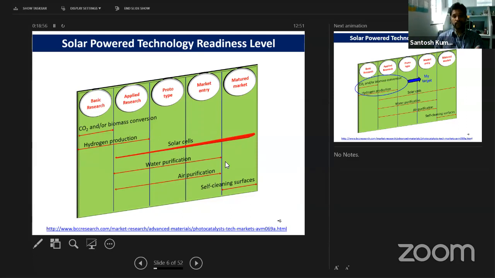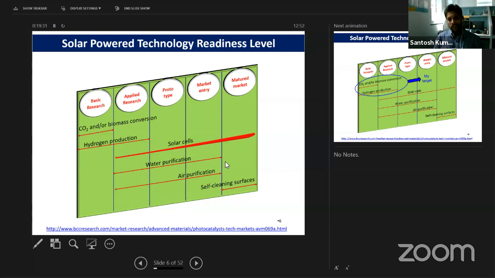And also air purification. Self-cleaning glasses has a mature market, as you see, as I label. But look at the air purification and water purification relatively is better. It has a market entry at least, but still there are a lot of challenges associated with these materials, particularly for these applications. And solar cells, it has a mature market, as well as the actual research at applied stage to improve the efficiency and bring down the cost, right?